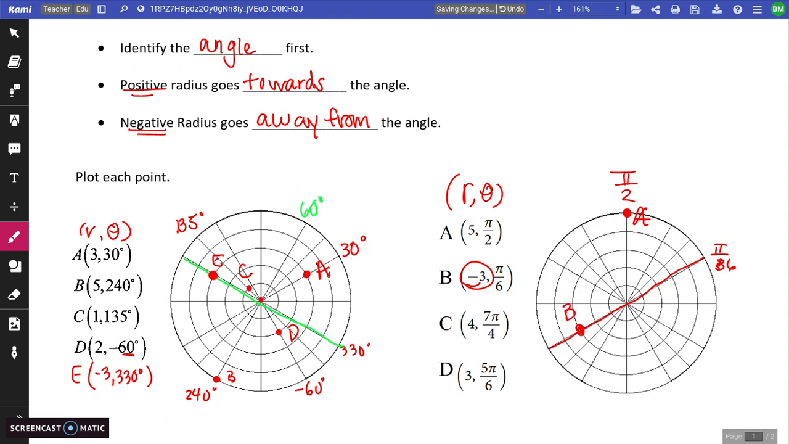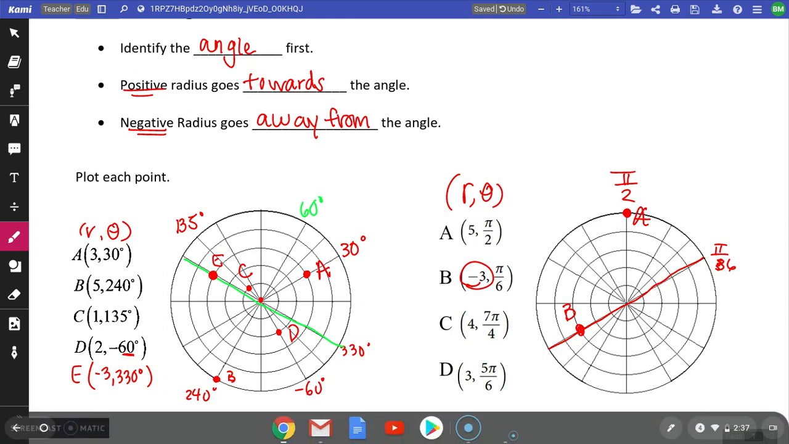Okay, I want you to pause the video and try the next 2 points on your own, and then you can play it and check your answers. So you guys can check your answers. Mine are in purple here for points C and D.